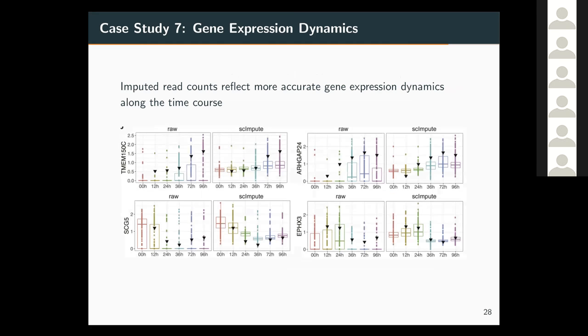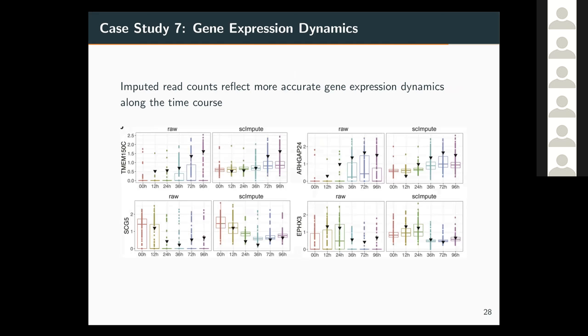And we can look at some specific genes, and due to time constraints, let's take the first gene as an example. So the black triangles here denote the average gene expression in bulk data corresponding to the time point. And we can see that this gene's expression actually has an increasing trend along the time course. But if we look at the single cell data, which are represented by the box plots, in the raw data, the median value is always zero due to the dropout issue in single cell data.